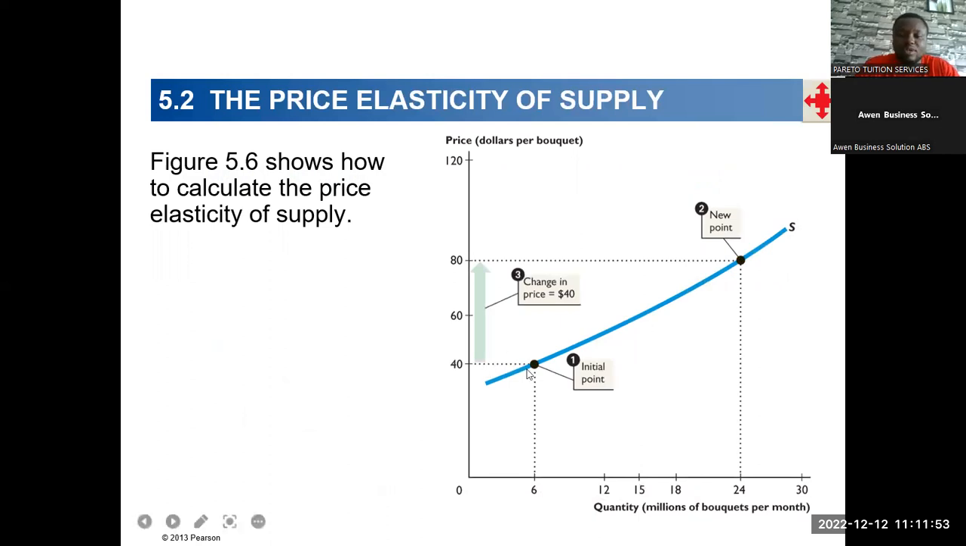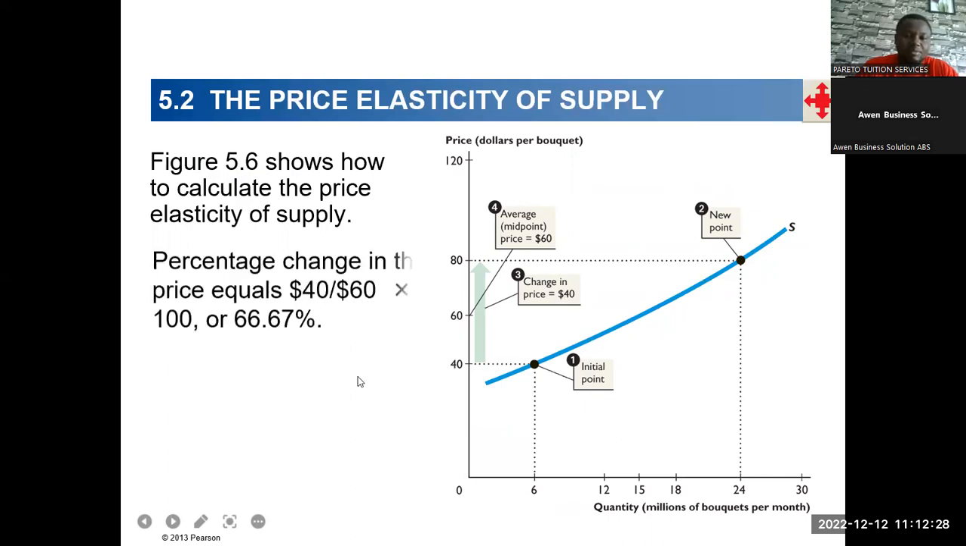Okay, let's look at an example. Initially, price was 40, quantity supplied was 6. Then price increased to 80. Quantity has also increased to 24. First, let's calculate the percentage change in price. We are using the midpoint. So new price minus old price divided by the average. What is going to be the average here? 80 plus 40 is 120. Divided by 2, that will give us 60. Are we together? Yes. And the change, which is the new minus old, will be what? 80 minus 40, which is 40. So the percentage change in price will be 40 over 60 times 100, which is 66.67%.